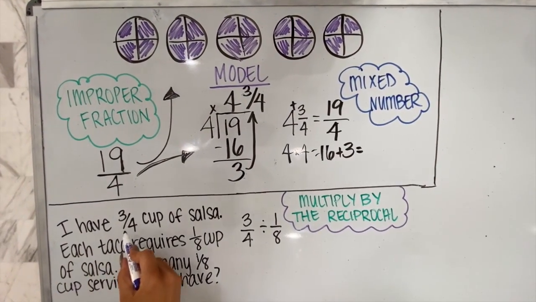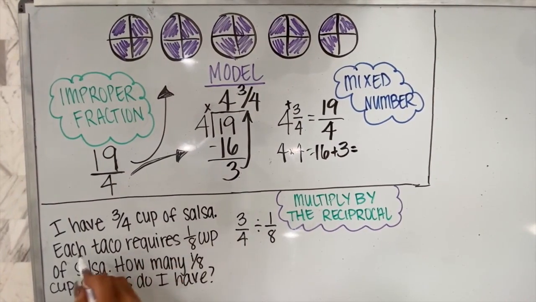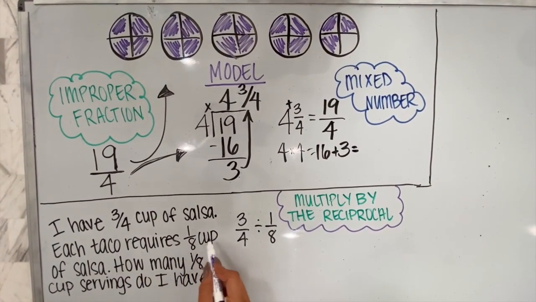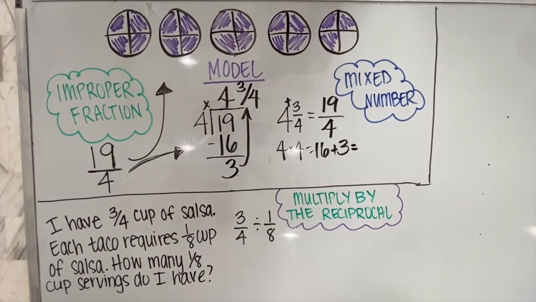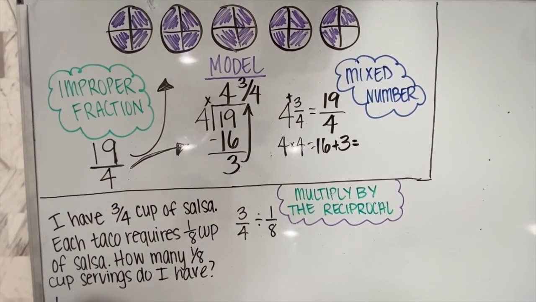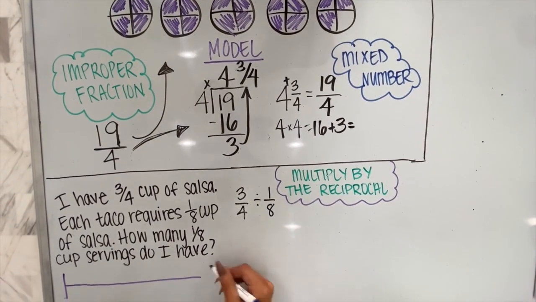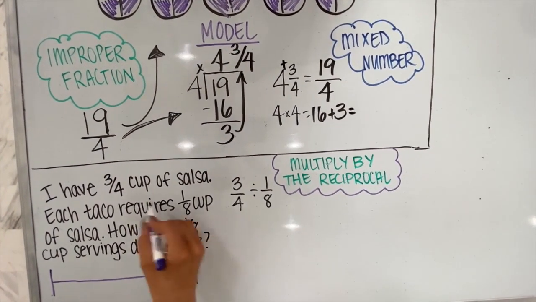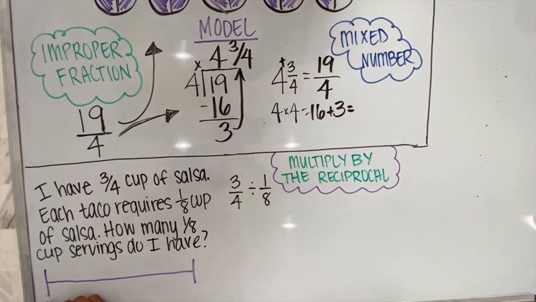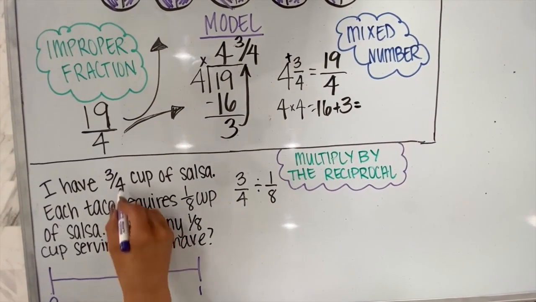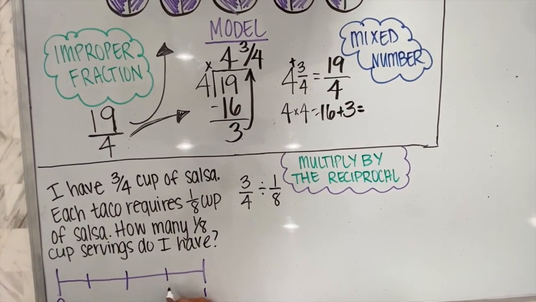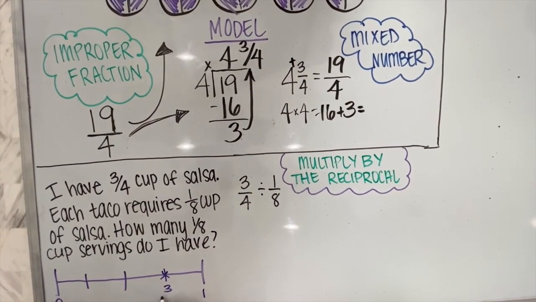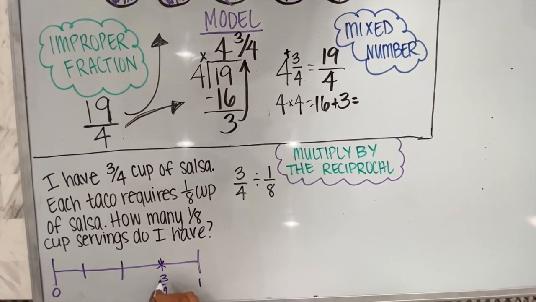So I have 3/4 cups of salsa. Each taco requires 1 cup of salsa. How many 1-cup servings do I have? So what I'm going to do is show you on this number line. I'm going to take my 3/4. This is 0 to 1 because it's not quite a whole. And I'm going to divide it into 4ths. Right here, this tells me how much I have.